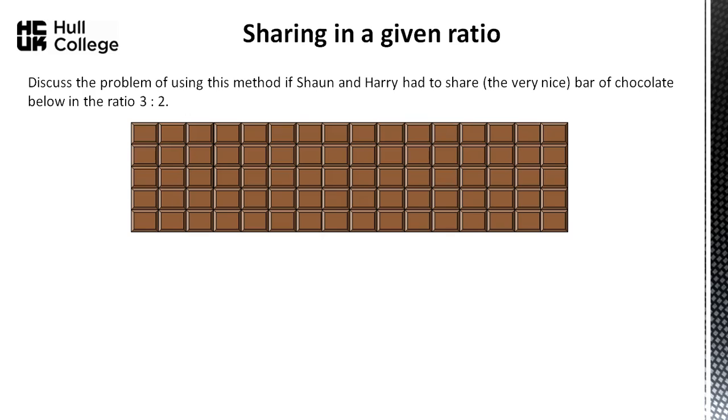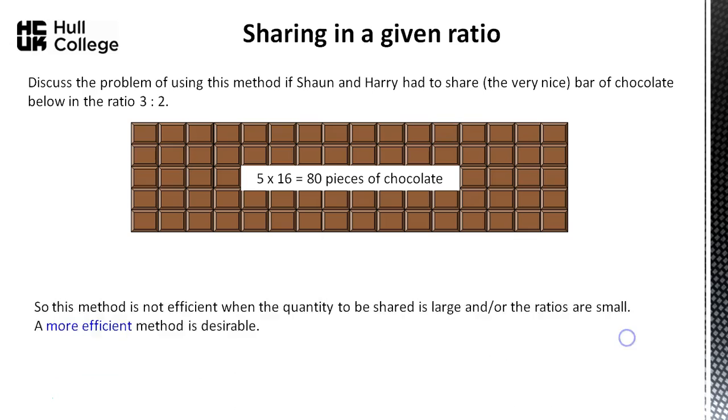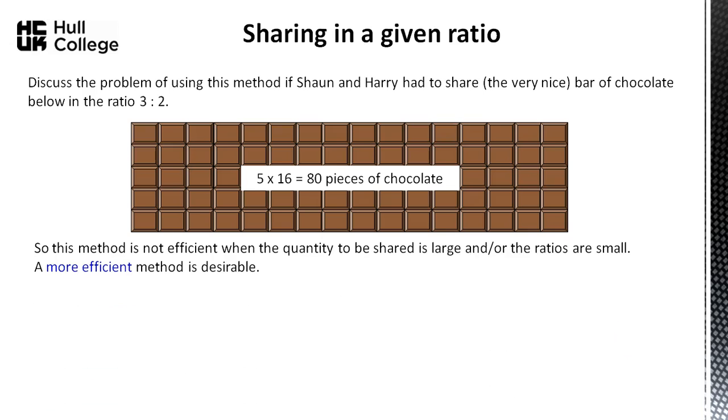But what if we have a very large bar of chocolate and a very small ratio? Discuss the problem of using this method if Sean and Harry had to share this bar. First of all, we work out how many pieces of chocolate there are. 5 times 16, which gives us 80 pieces of chocolate. So this method is not very efficient.